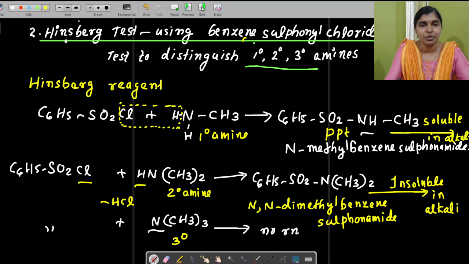So that is a very important test. You can expect questions like this: how will you distinguish methylamine, dimethylamine and trimethylamine? Or you can expect questions like this: how will you distinguish ethylamine, diethylamine or triethylamine? So we can expect questions in this way. Then you can write the equations like this.